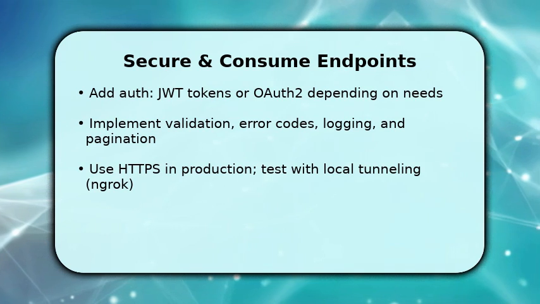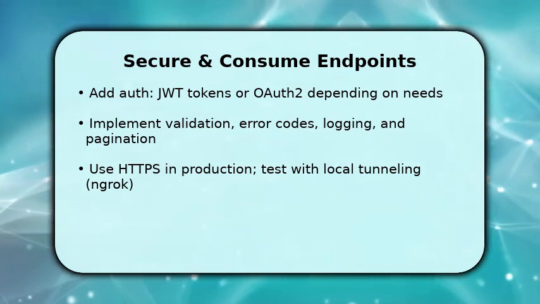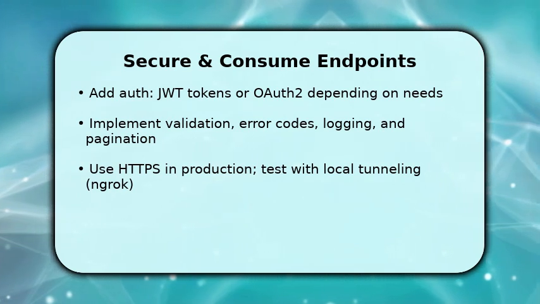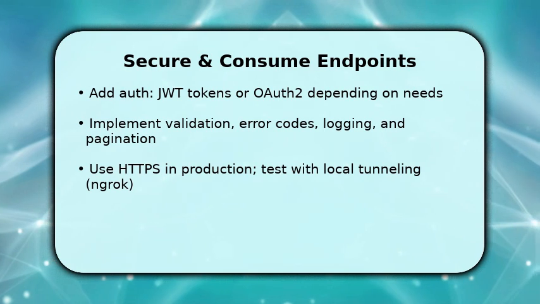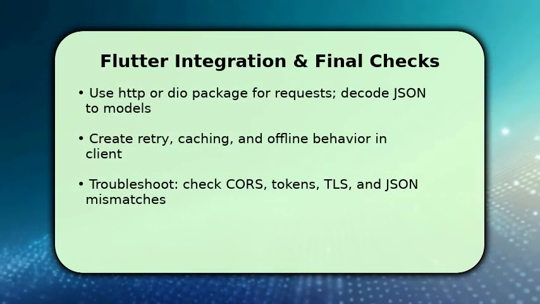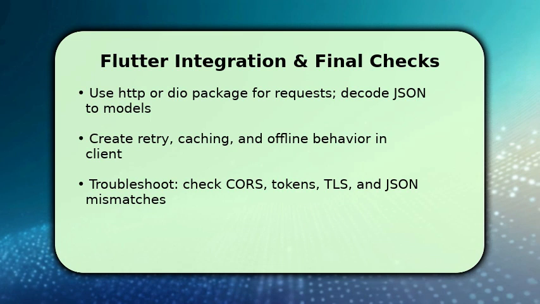Once your API is stable, expose it securely for device testing using HTTPS or a tunnel like ngrok. You now implement the client. Create Dart data models and use http or Dio to call endpoints. Map JSON to typed models and handle async with Future or Stream.